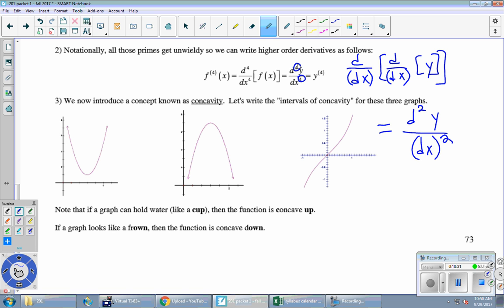Okay, now we introduce a concept known as concavity. We're going to write the intervals of concavity for these three pictures. So this first picture right here, if I think about slopes of tangent lines, so maybe that one, and then maybe that one, and that one, and that one, and that one. And I just want to think about the slopes as a collection of numbers. Maybe this is like a -3, and a -1, and a 0, and a 1, and a 3, something like that. Just as a list of numbers, is that list always decreasing, always increasing, or like mixing and matching? That is an increasing list of numbers, right?